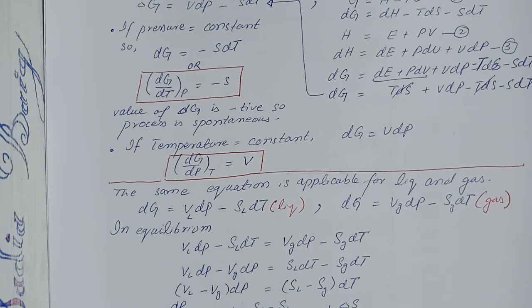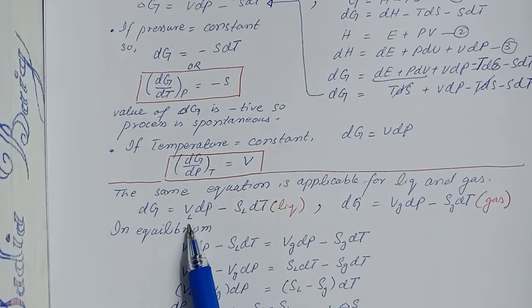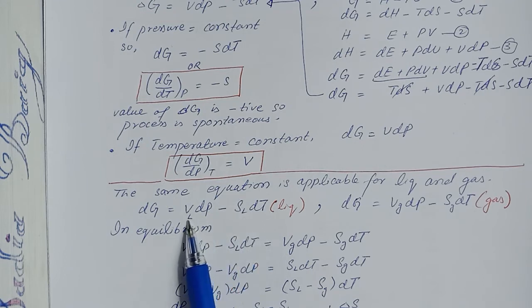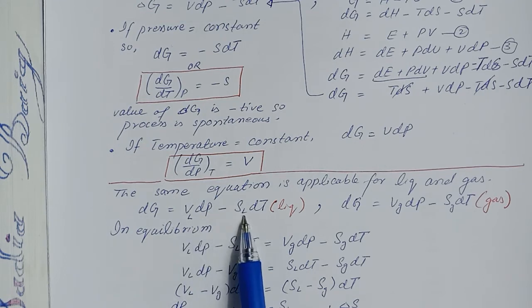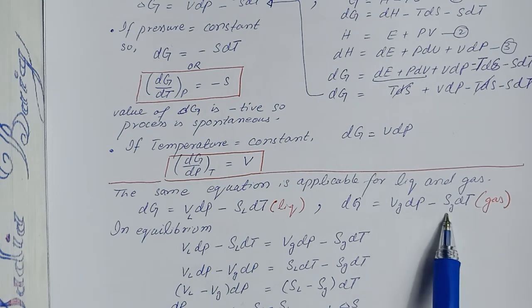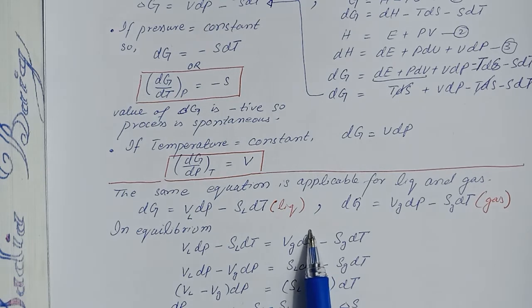So this equation, known as the Clausius-Clapeyron equation, is applicable for the liquid and gas phase. For the liquid phase, we can write the volume of the liquid as VL and the entropy of the liquid as SL, because the volume and entropy of the liquid are different from the volume and entropy of the gas phase of the same substance.